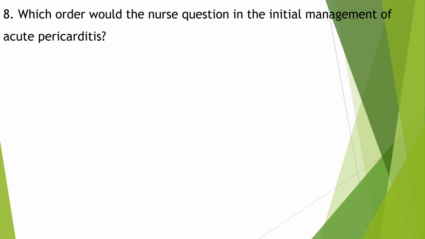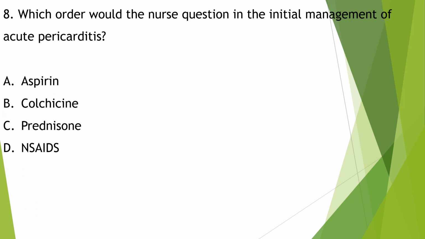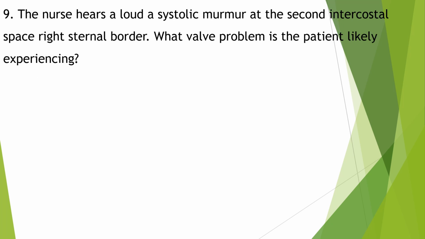Which order would the nurse question in the initial management of acute pericarditis? Aspirin, colchicine, prednisolone, NSAIDs. Aspirin, colchicine and non-steroidal anti-inflammatory drugs are the first line of management. Prednisone would only be added if the first line agents were not effective. So in the initial management it is not required.